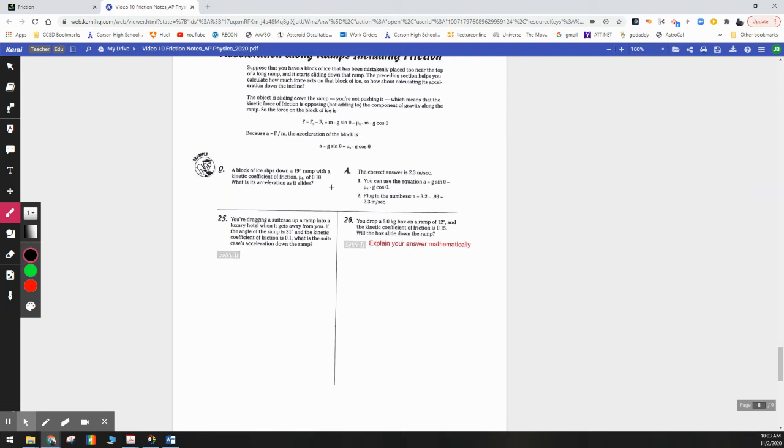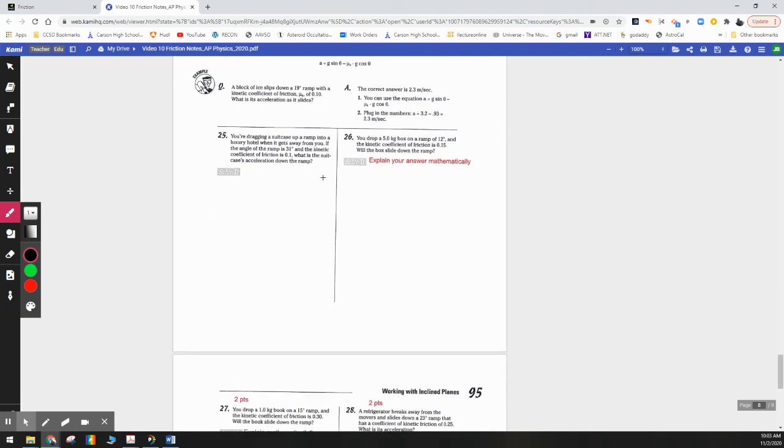Here's an example. We'll let you go ahead and look at this example, and I will work out number 23. It says you're dragging a suitcase up a ramp onto a luxury hotel when it gets away from you. If the angle of the ramp is 31 degrees and the kinetic coefficient of friction is 0.1, what is the suitcase's acceleration down the ramp?